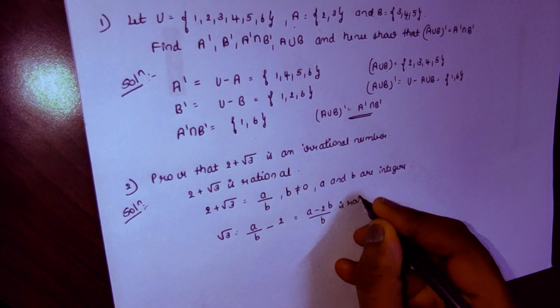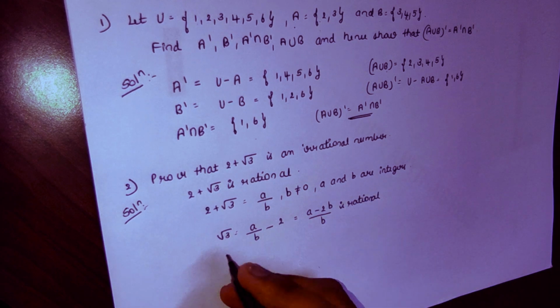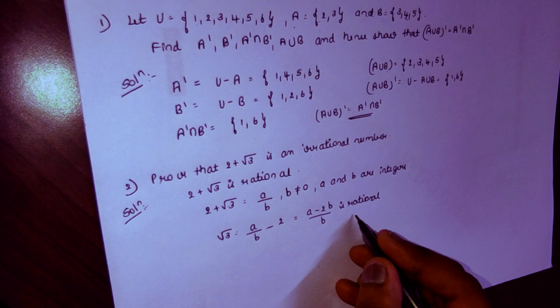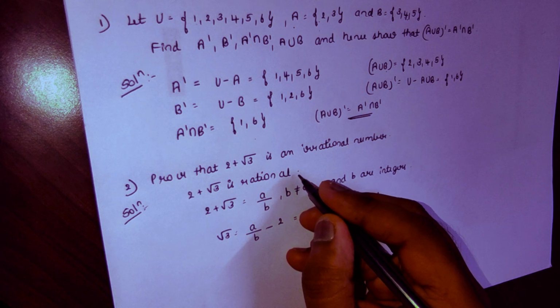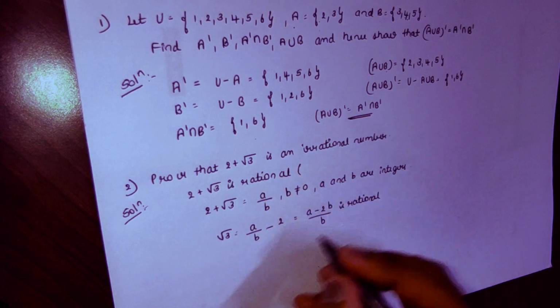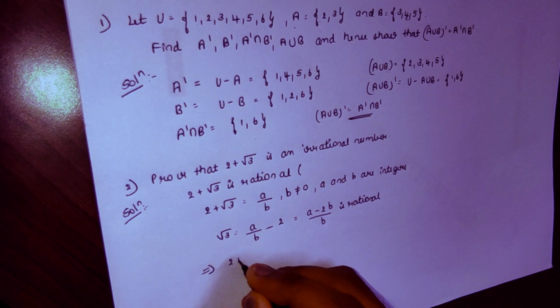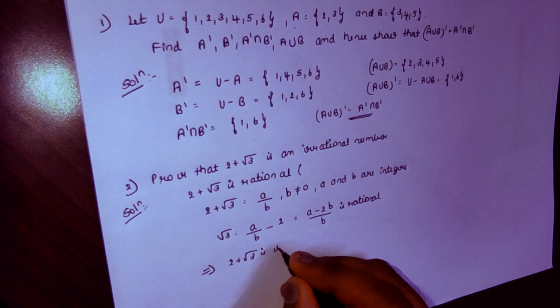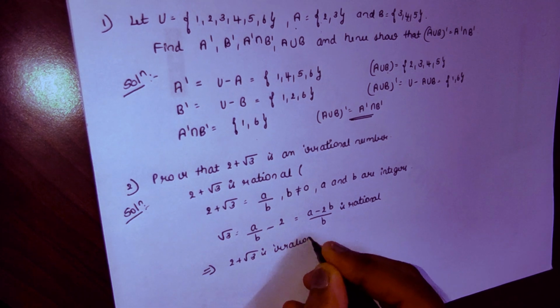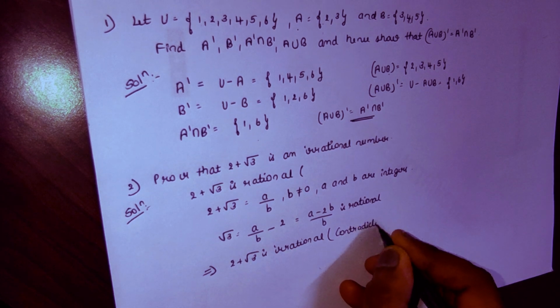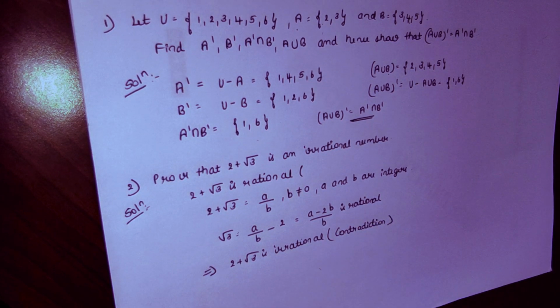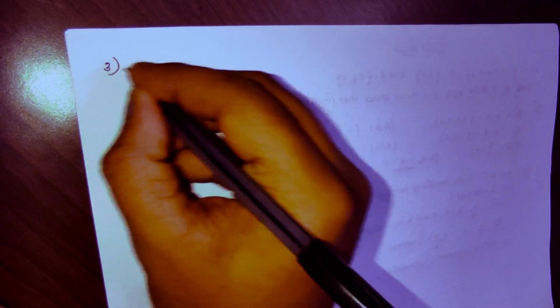This is rational, but we know that root 3 is irrational. Irrational cannot be equal to rational. This has arisen because the statement which we have taken, that 2 plus root 3 is rational, is itself wrong. So hence we can prove that 2 plus root 3 is irrational, based on the contradiction. Let us move into the third question.